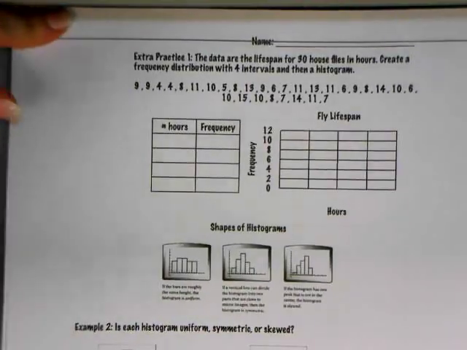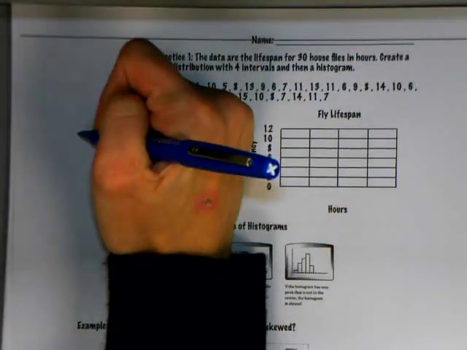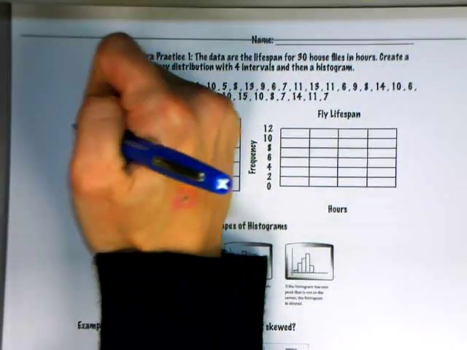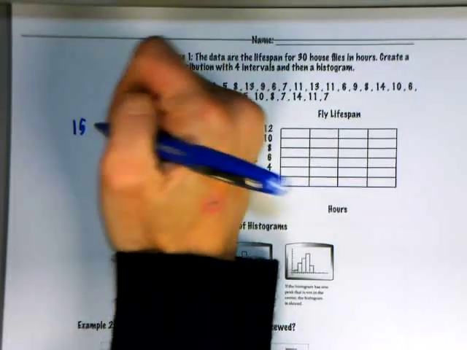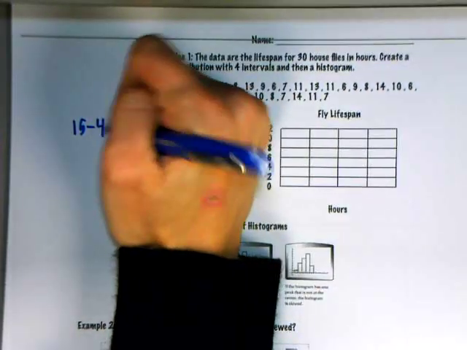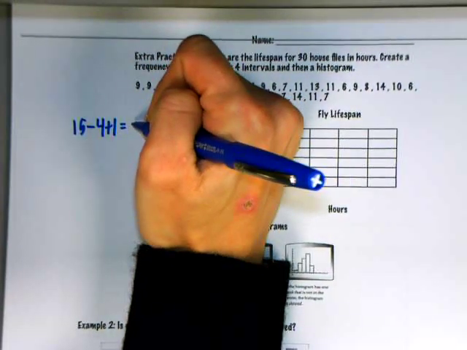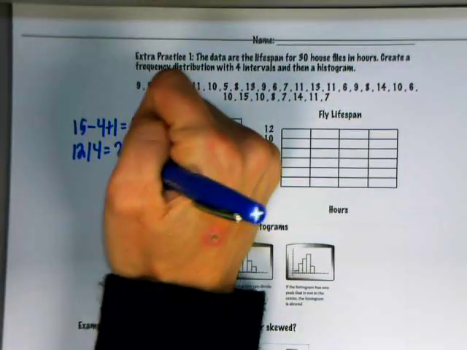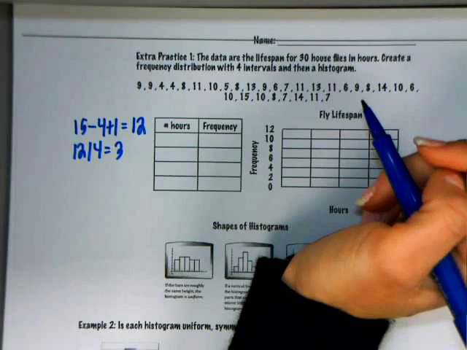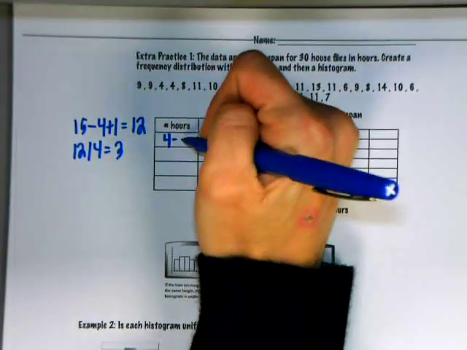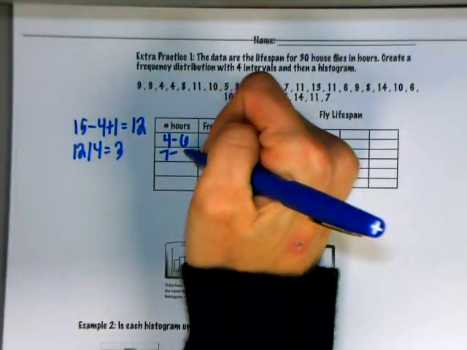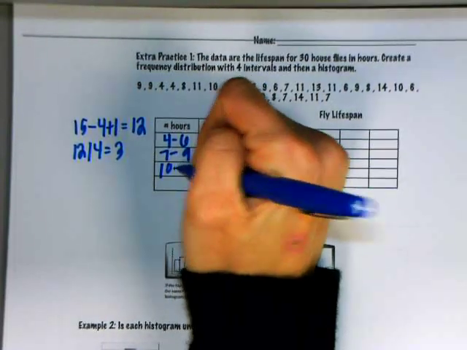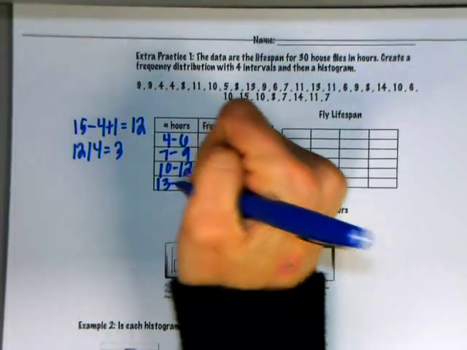Okay. What do you guys get for the biggest? 15. Smallest? Okay, so what's that equal? 12, and then you have 4 rows, so 12 divided by 4 is how many? 3. Okay, so starting with what's the smallest? 4? Okay, so 4 to what? 6, 7 to 10 to 13 to 15.